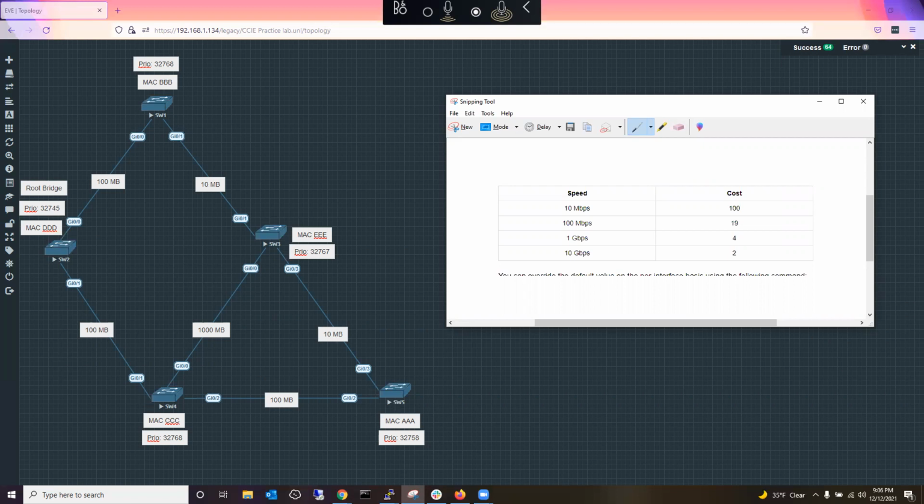And guys, I posted it in Slack, but does it make sense why Kelvin picked the gig link on gigabit 0/2 versus gigabit 0/3? That has a lower cost. If we took that 10 meg link, it has a cost of 100. It's not the fastest way to our root bridge, so we're not going to do that. Perfect.